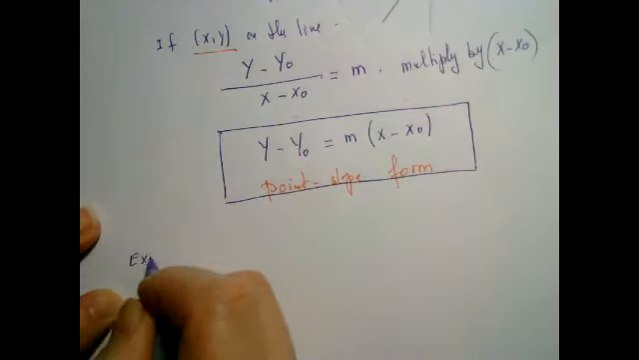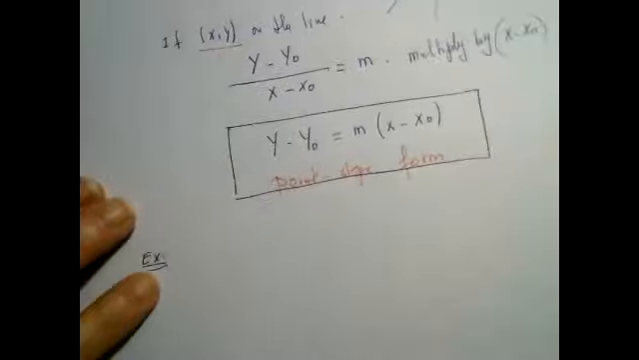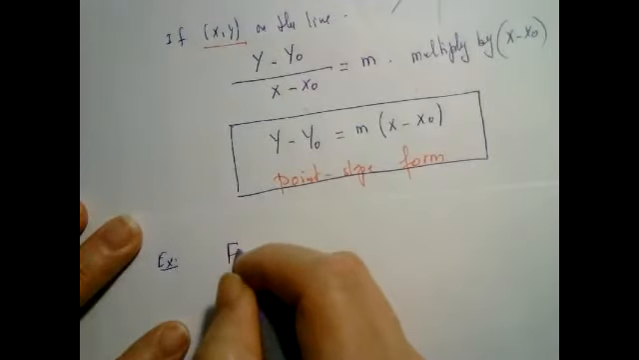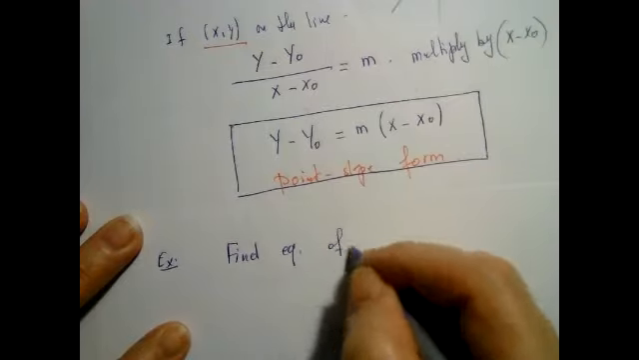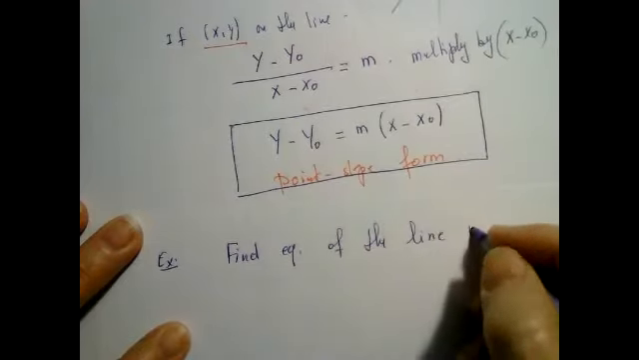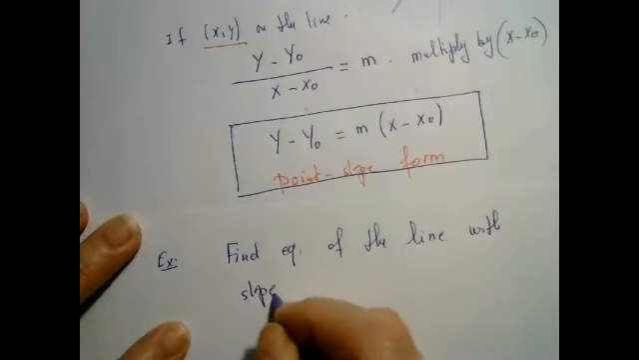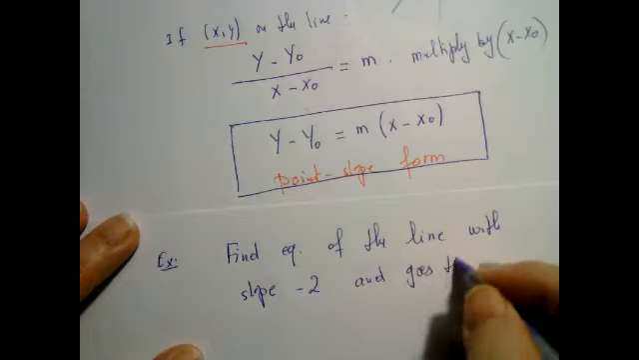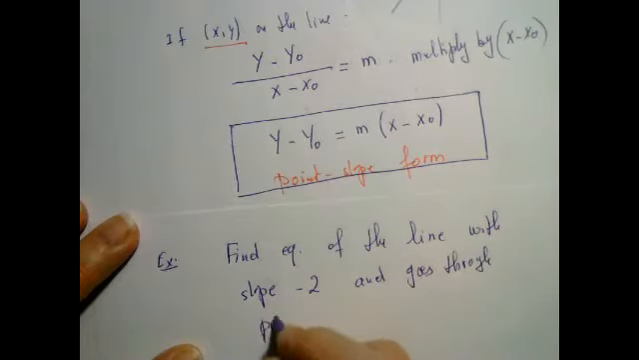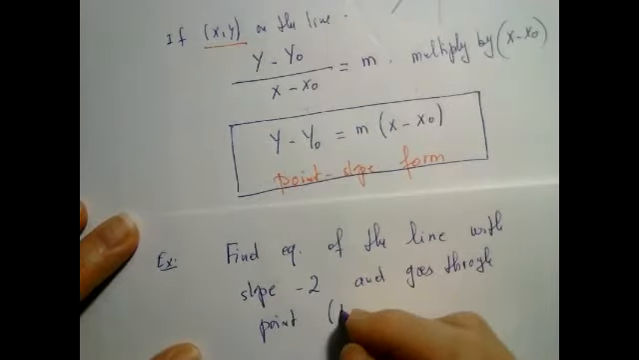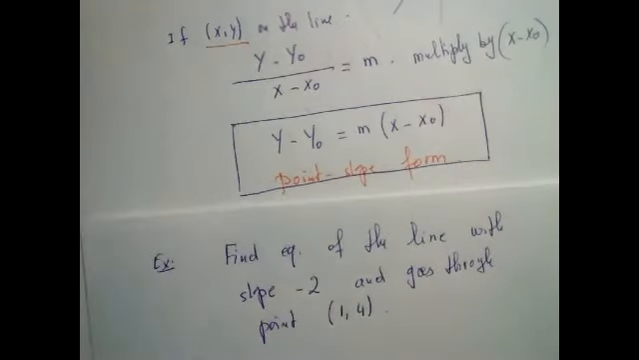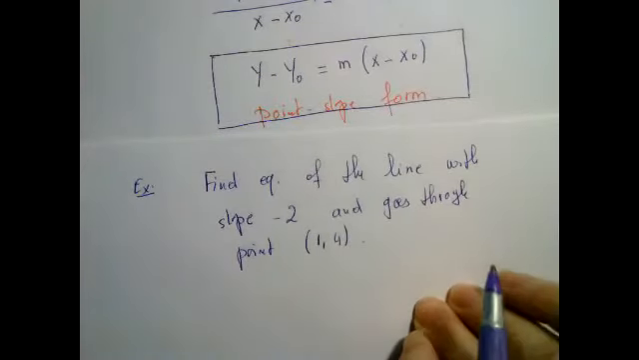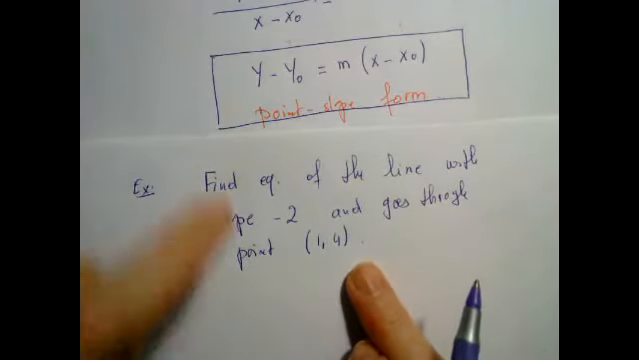So for example, suppose I tell you, find the equation of the line. I'm going to use this form. I'm going to give you the slope. So the slope is minus 2, and it goes through the point, I'm just going to come up with any point, 1, 4. Okay, so find the equation of the line with slope minus 2 that goes through 1, 4. It means I want the relationship between the x and y coordinates of every point on the line. And I'm going to do that using the point slope form.